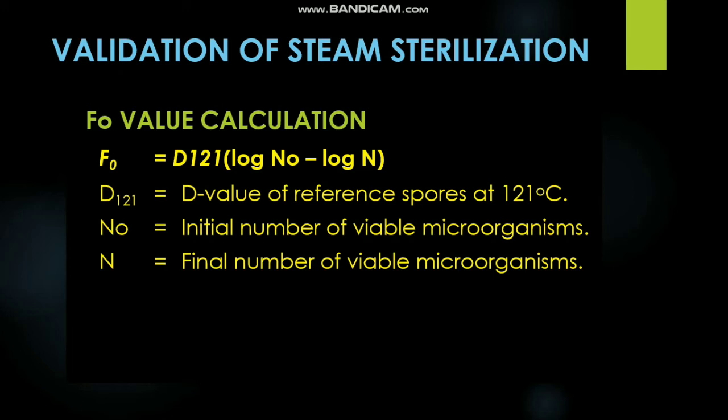Since we do not want any growth of this microorganism, this will be 0. No growth means 0, but 0 cannot be used for calculation. So we will take 1 as the number for calculation, although this is only for calculation. Whatever initial number is there, that is log N0, and log N will be 1, and based on that we can calculate the F0 value.